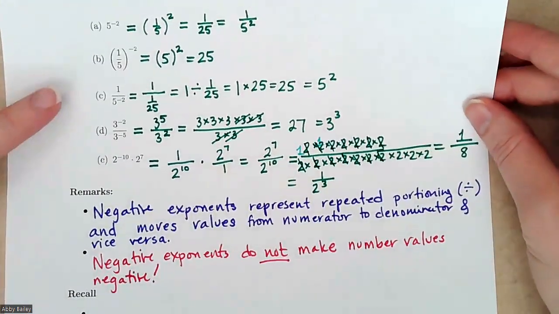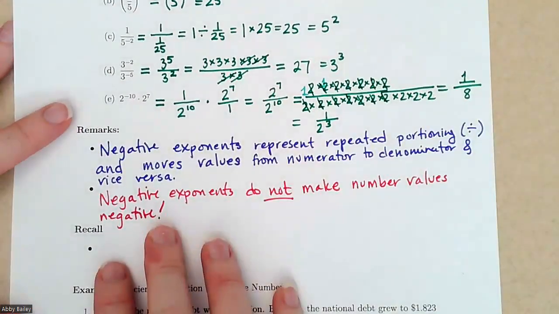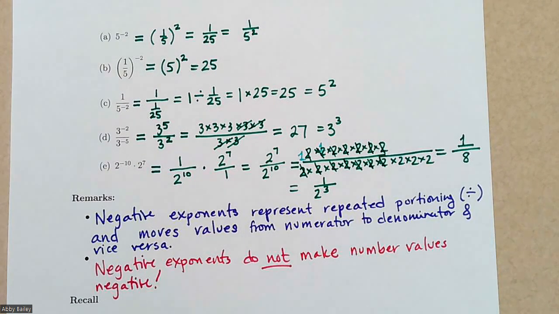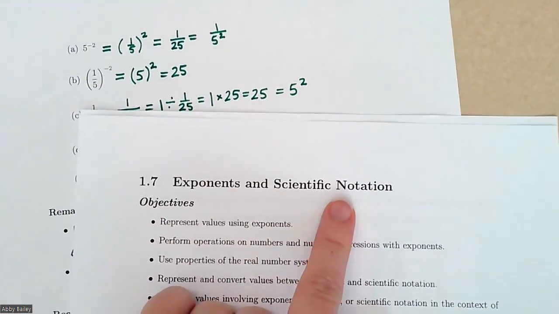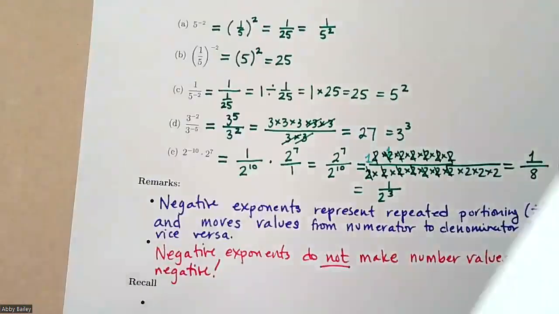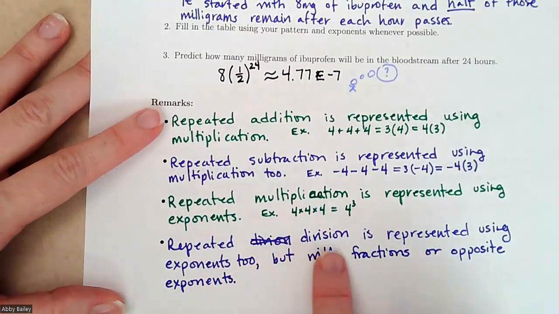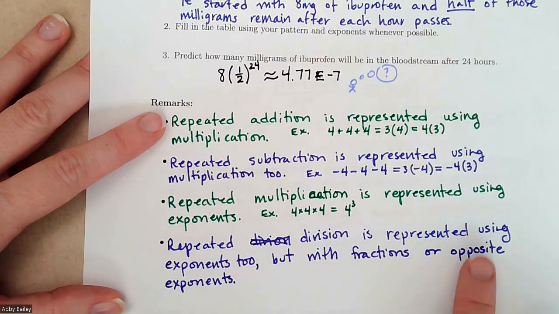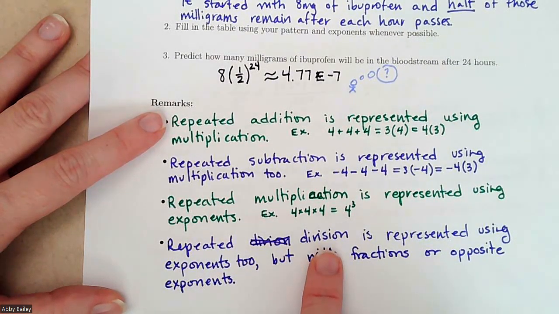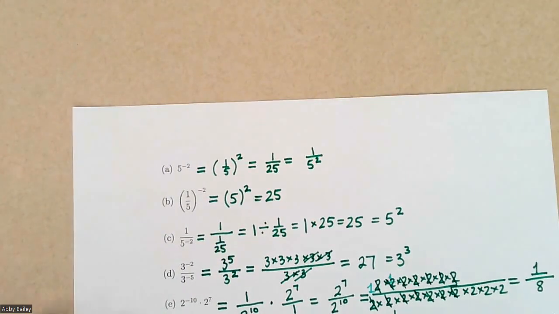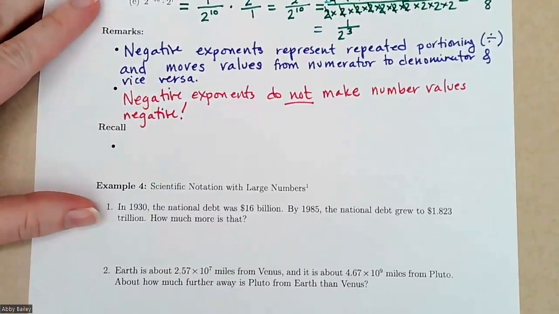Now, here I wanted us to look at patterns of these negative exponents and positive exponents, but this section also deals with scientific notation, and we still have that problem where we had this crazy answer that we haven't figured out yet. But one thing we did was this remark: repeated division is represented using exponents too, but with fractions or opposite exponents. So this really means negative exponents can be used to show repeated division. But we still have yet to figure this out. We'll do that in the next video where we take a look at scientific notation.